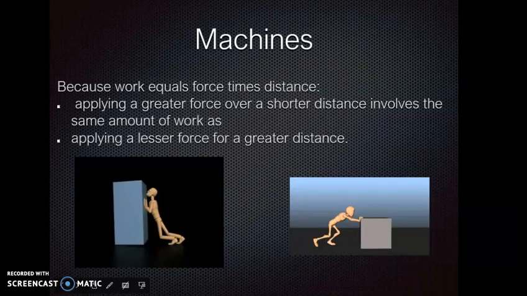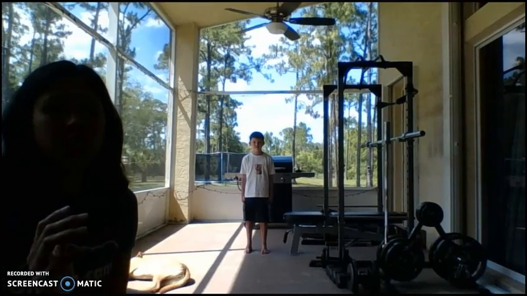Now, because work equals force times distance, there are two principles that apply to this. First one here: applying a greater force over a shorter distance involves the same amount of work as applying a lesser force over a greater distance. So let me give you an example.